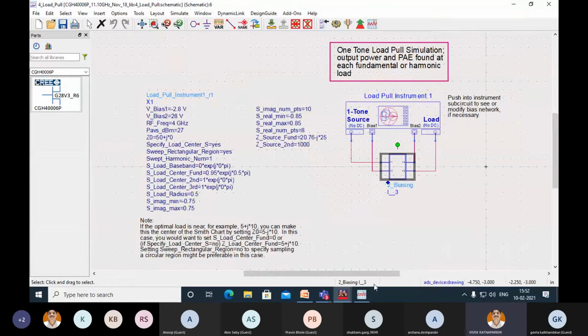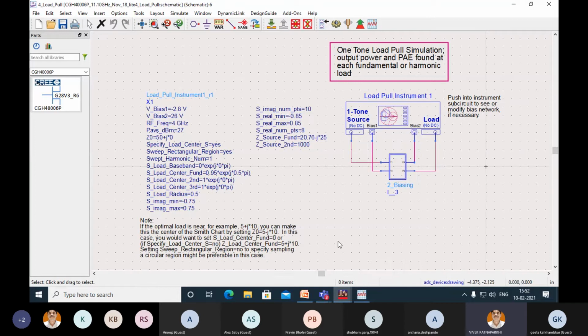There are a lot of things about how to get this load pull and all. I am not going into much detail on those things. Those who are interested, please try to get in touch with me. I will let you know how you can do all these simulations.